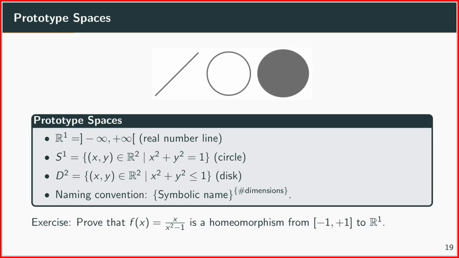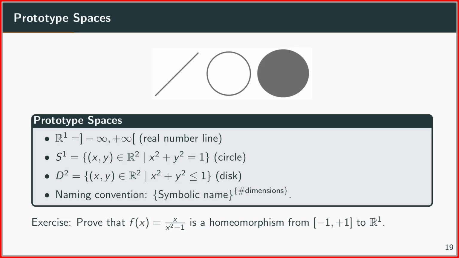Here I wrote down how you actually construct them, so I think you are familiar with that one. Something to keep in mind is that we have a naming convention here, so we always write a symbolic name and on top the number of dimensions. So the disk here already has dimension 2, meaning 2 parameters are required to describe the disk, and for the circle and for the line segment you only need 1 parameter to describe it, so it has 1 dimension.